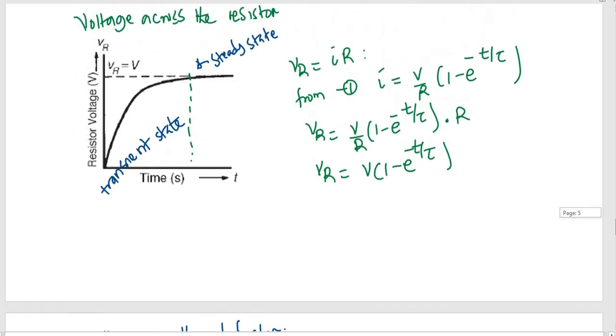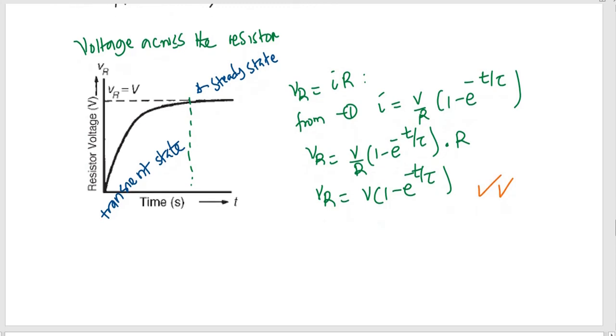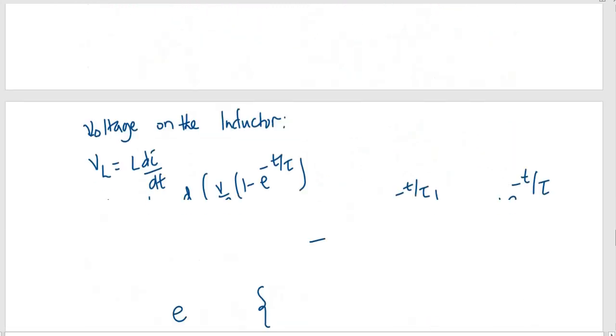What about the voltage across the resistor? The voltage drop across the resistor is also increasing up to a steady state value of VR equal to V. So VR is equal to IR. We know the formula for current already. We substitute it in, we multiply by R, and therefore the voltage drop across the resistor will be VR equal to V into 1 minus exponential of negative t divided by tau, which shows an exponential growth of voltage across the resistor.